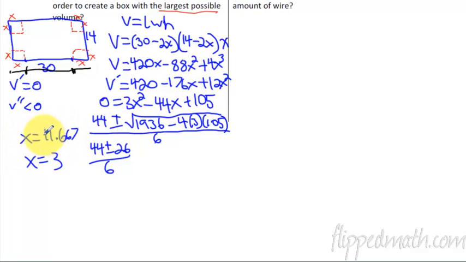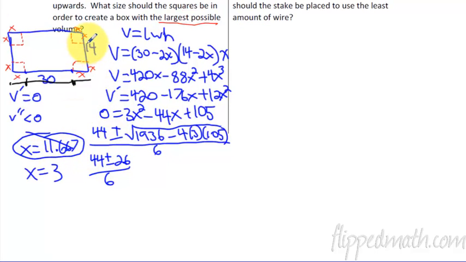It makes no sense to use this one, 11.667. You can't use that one because this is only 14 wide. If you had two x's that you pulled out, if you pulled out an 11.6 and 11.6, that's 23 inches. That makes no sense. There's only 14 on the side. So the answer is that it's a 3 by 3. This is a 3 by 3 inch square. Oh, I messed up my box.